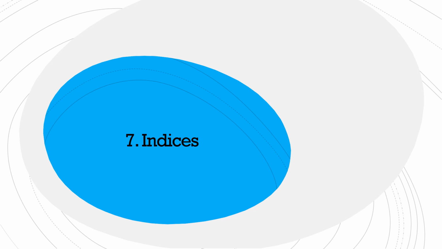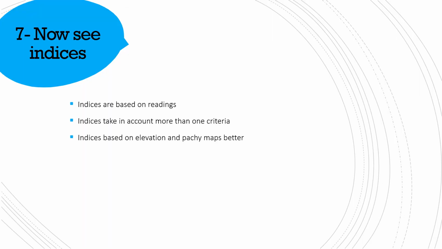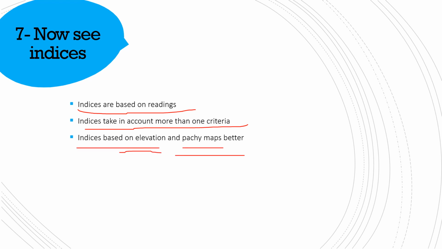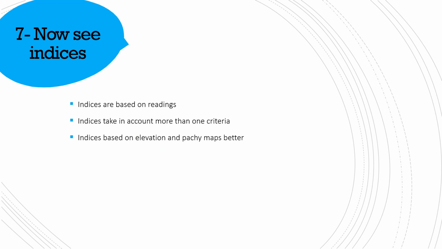And at the end, you need to look for the indices. The indices are based on the parameters that we have just studied. So these are very important, and you need to look at the video for the indices as well. Remember, the indices are based on the readings. Indices take into account more than one criteria, so they're very reliable. And the indices based on elevation and pachy maps are better than the indices which are based on the SAP maps, which are the older indices.